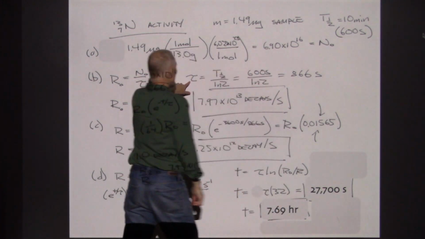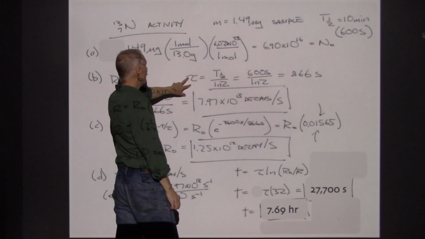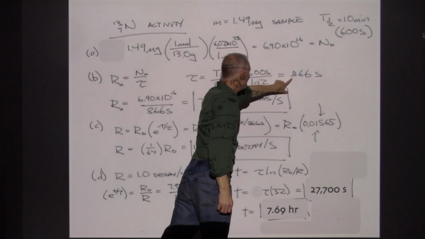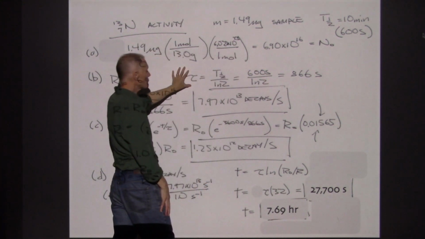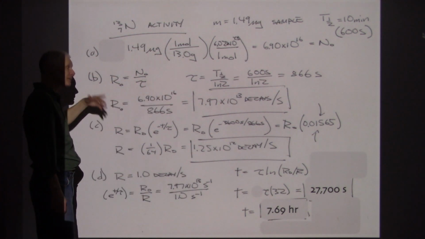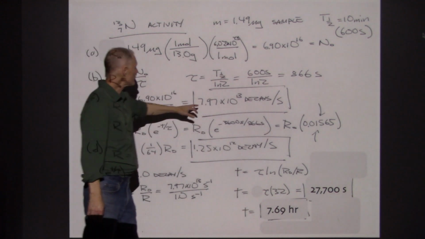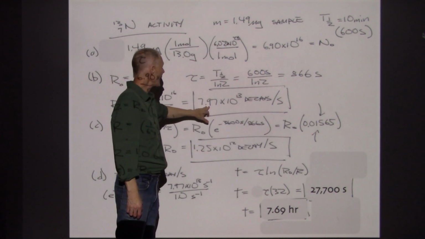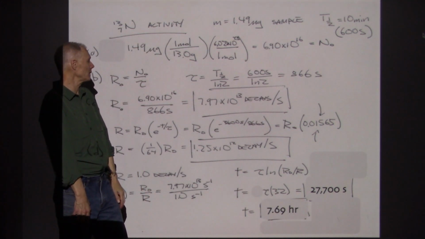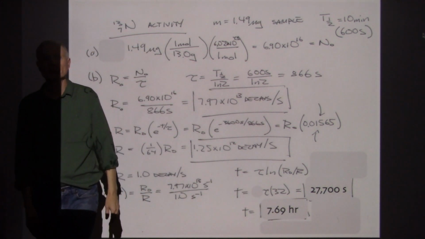Now, when I look this up in Appendix F, it tells me that the half-life was 600 seconds. I'm converting that into a lifetime, which is 866, and I'm plugging these numbers in, and it says that at least initially, this is going to start out decaying at 8 × 10^13, 79.7 trillion decays per second.